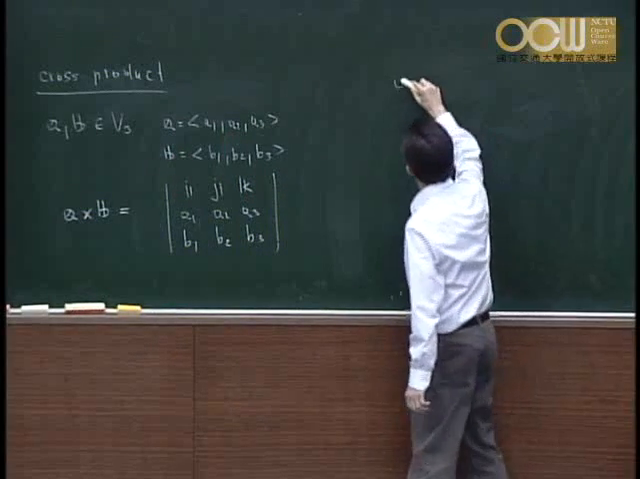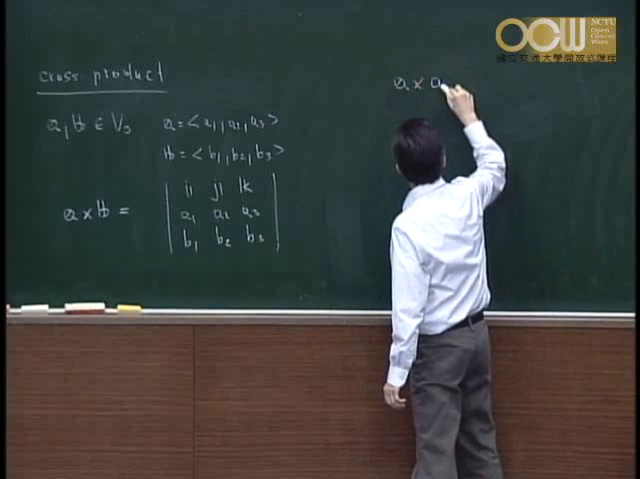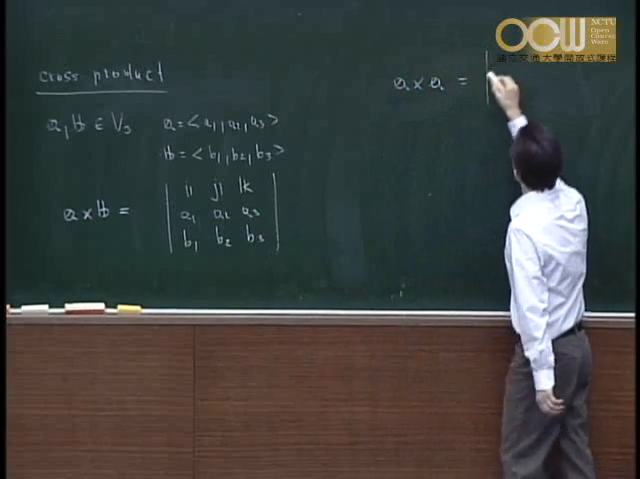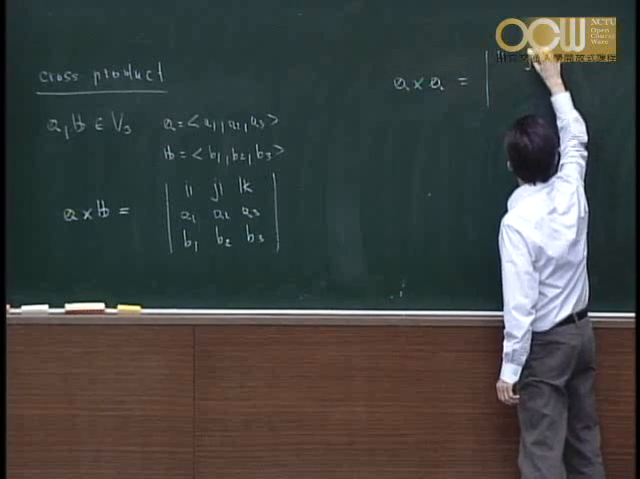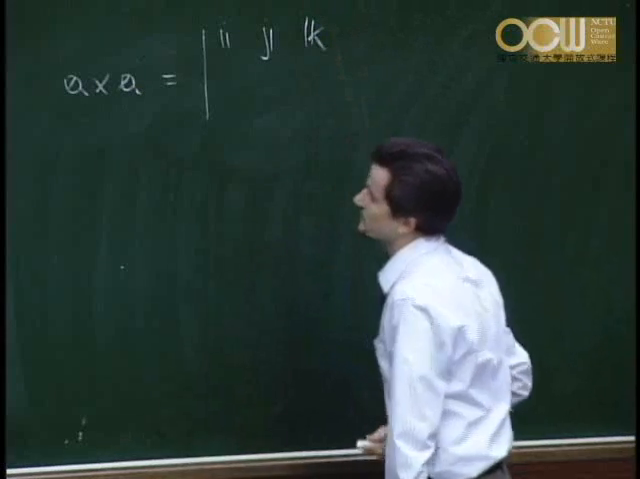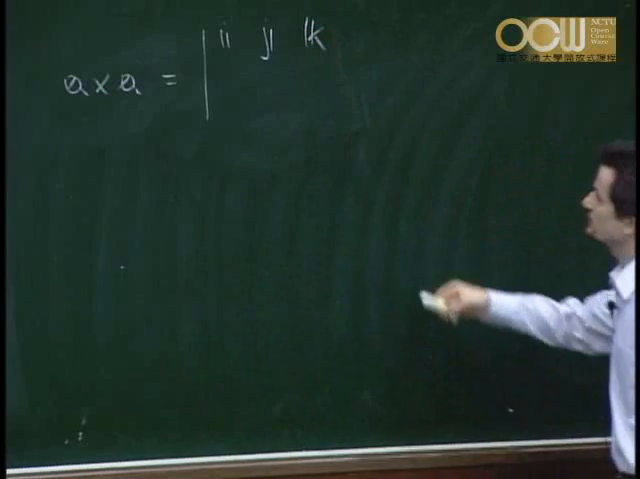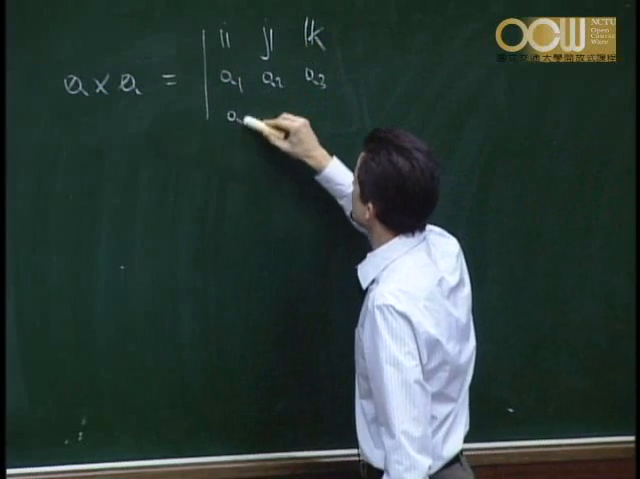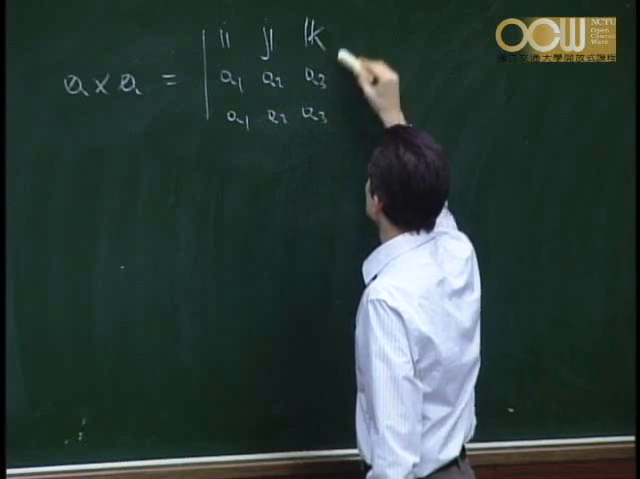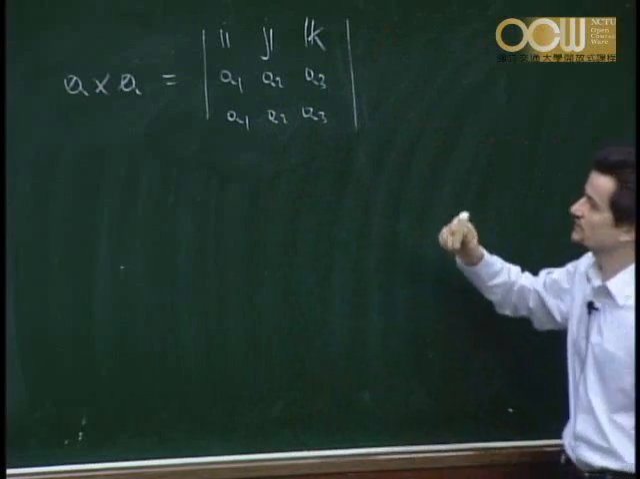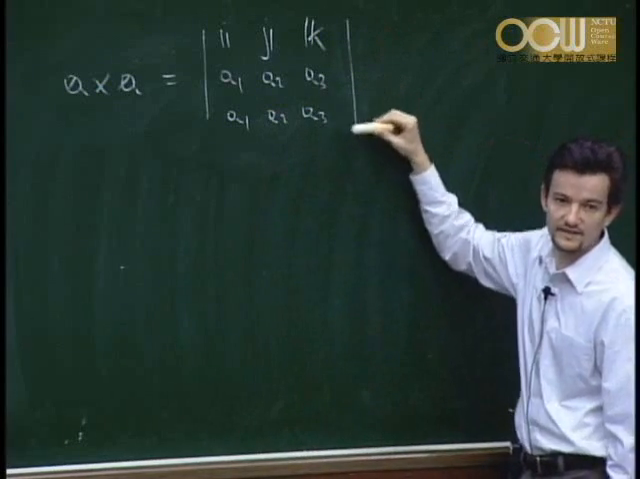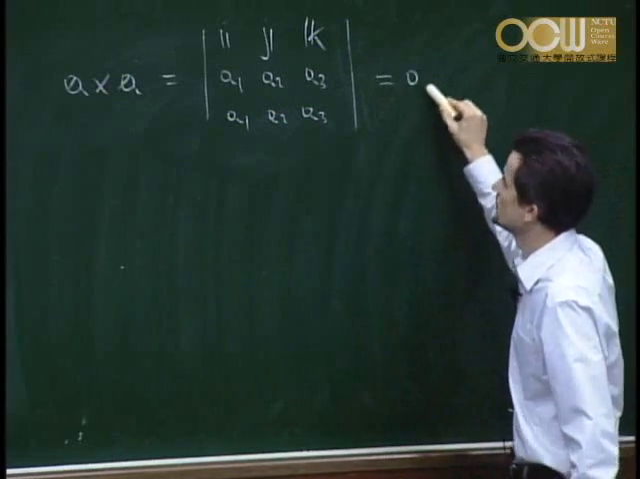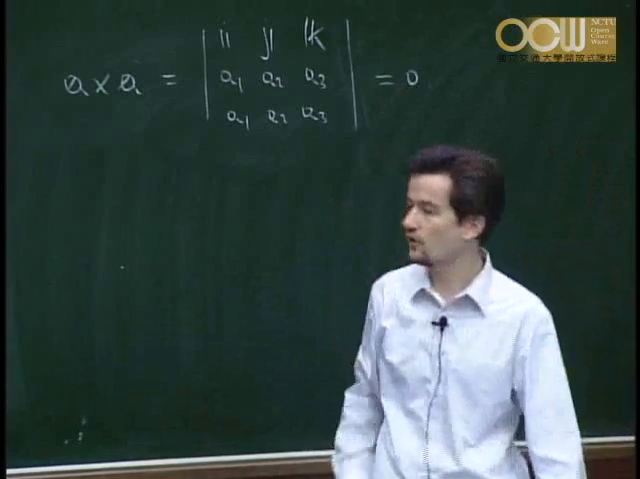Because once more, if you use this rule to compute the cross product of A with itself, then you have here A1, A2, A3, and here A1, A2, A3. And because the second and third rows are the same, this determinant must be equal to 0. So this holds for all vectors.